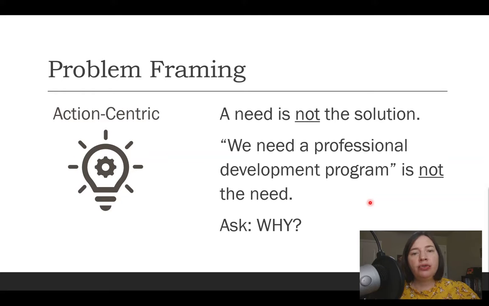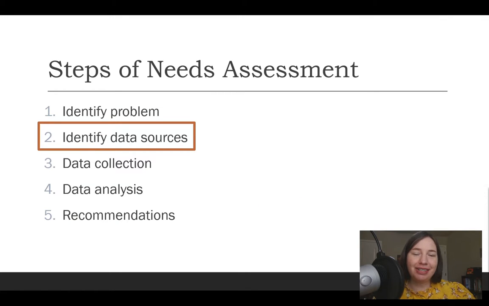But if we can get into more needs analysis and look more at what is right now, we might find that the best course of action is not to do a whole program. And so that's where the action-centric way of thinking comes in, thinking like, okay, we're not going to assume that we're developing instruction. We might create different types of materials or different settings that might work better. But the original problem frame of a professional development program is a solution, not a need or problem. Okay. So from there, we're going to identify different data sources we can use to learn more. These can be anything.